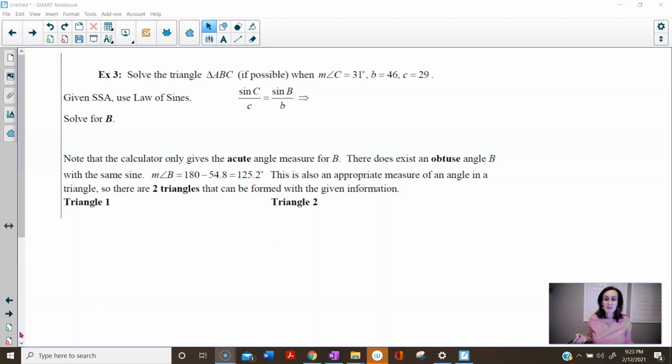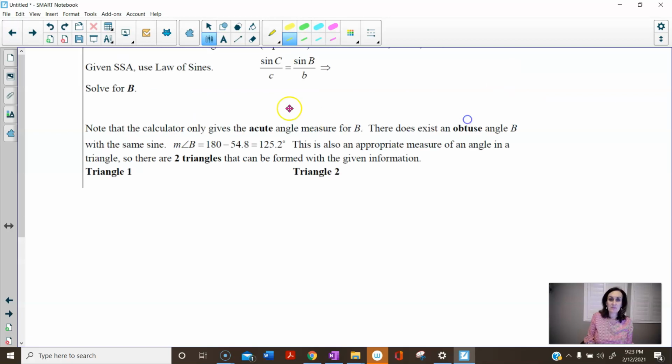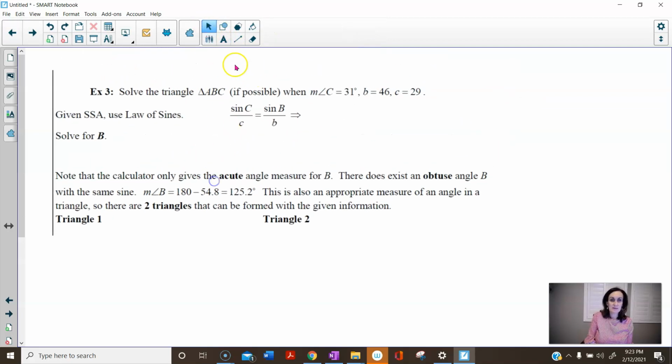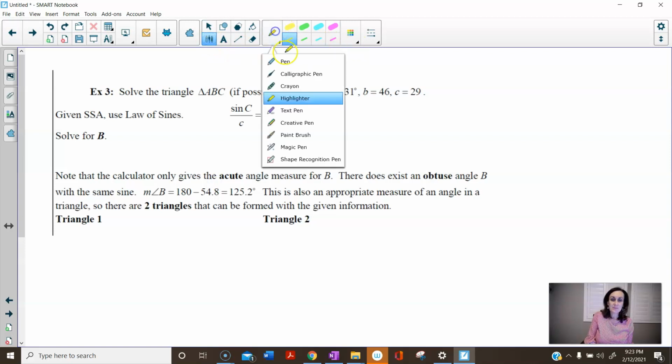Now a case where you're going to end up with actually 2 triangles. So what we have here is we have a side-side angle. Ooh, what happened there? Fix this. Okay, side-side angle.